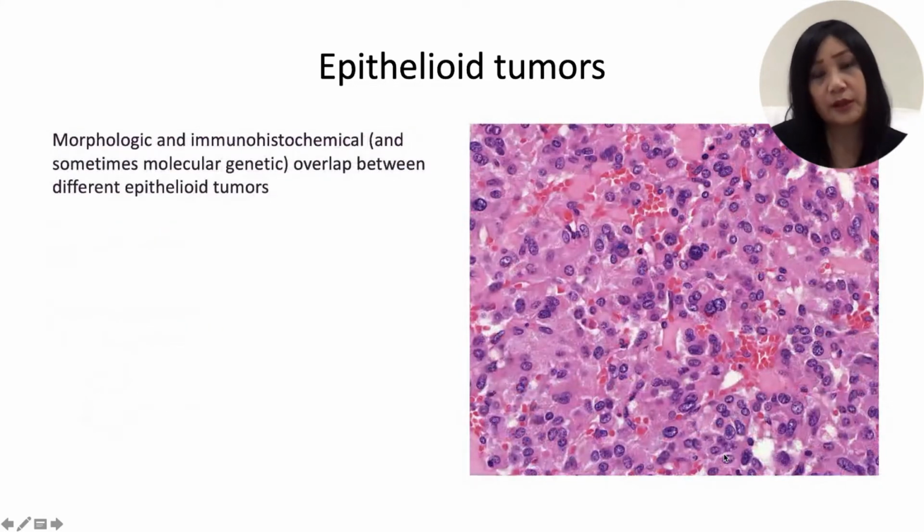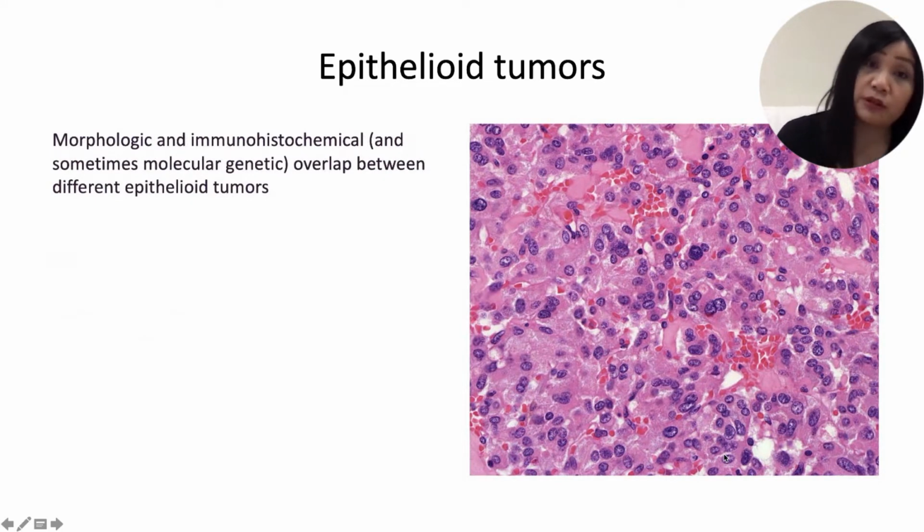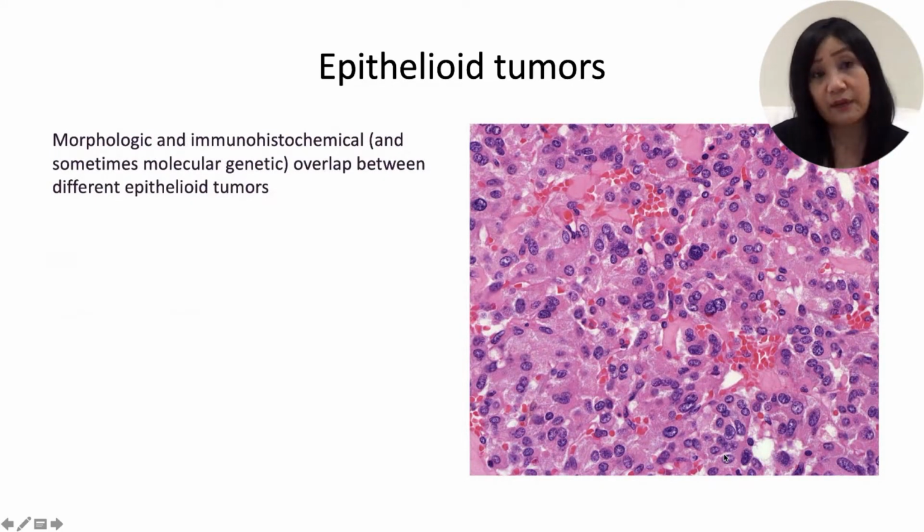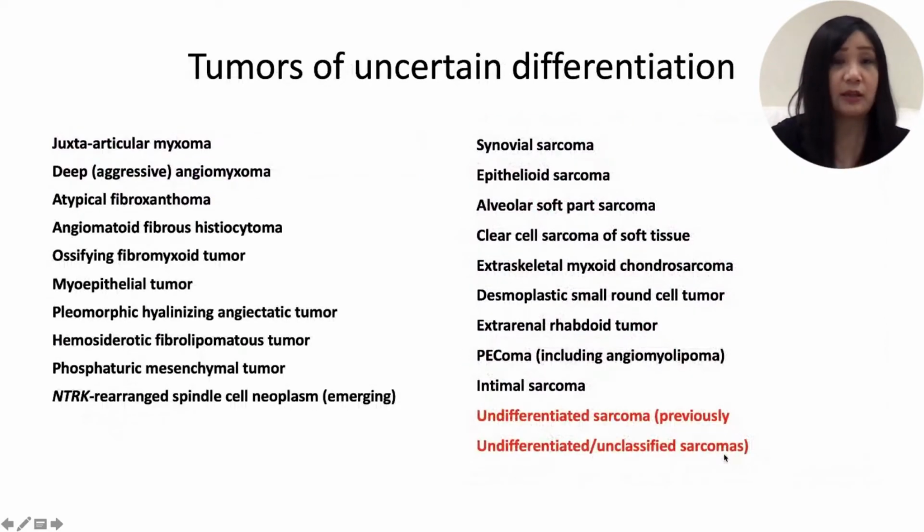And the issue that we have when we're trying to diagnose an epithelioid mesenchymal tumour accurately is that there is significant morphologic and immunohistochemical overlap, and sometimes molecular genetic overlap, between different epithelioid tumours. So between epithelioid tumours of different lineages even. And this can be very confusing.